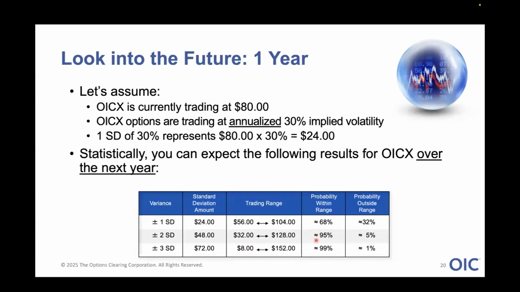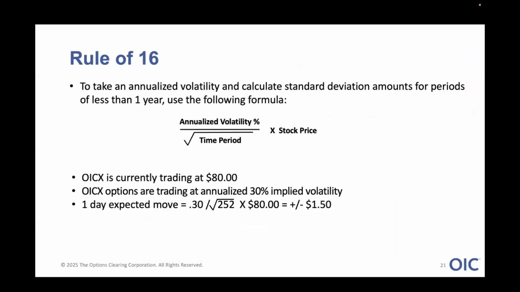And you ask yourself, okay, well, that's all fine and good, but I'm not trading an option that expires in a year, I'm trading an option that expires in 30 days. So does that mean that my stock's going to move 30% in the next month? Well, no. So once again, remember what I told you. I said that volatility is a function of the square root of time and not time itself. So this is called the rule of 16.